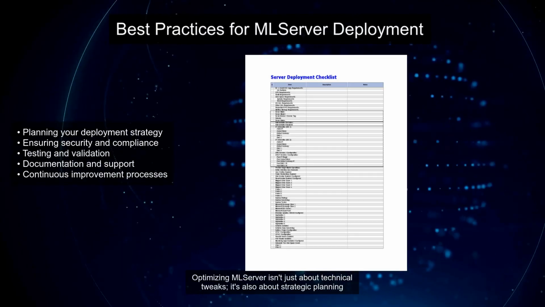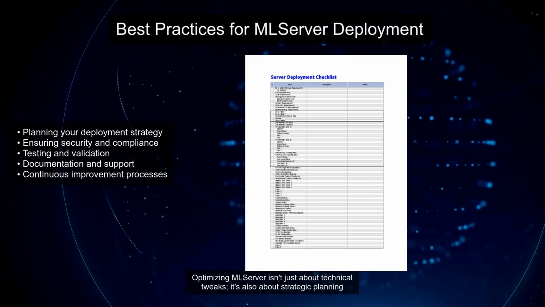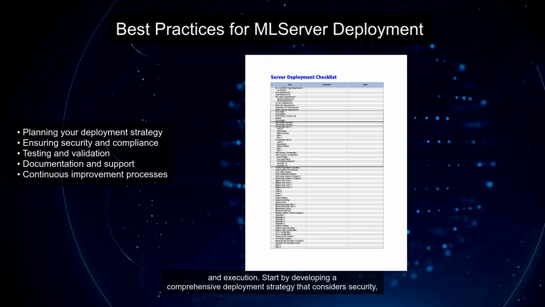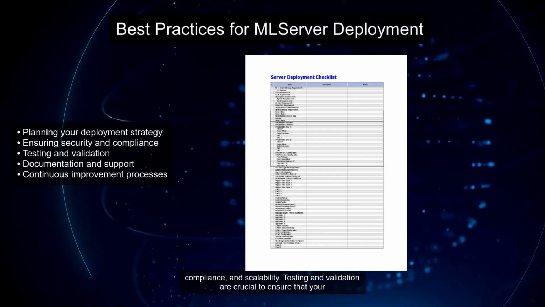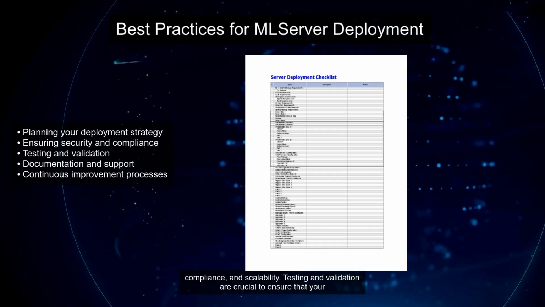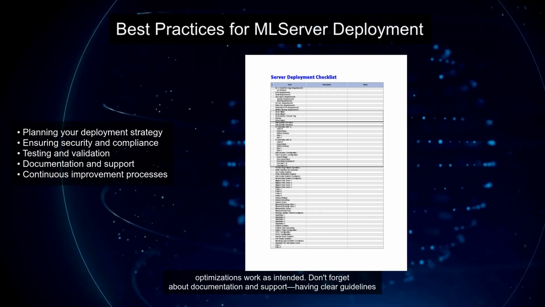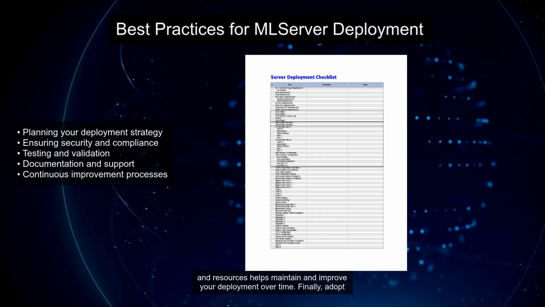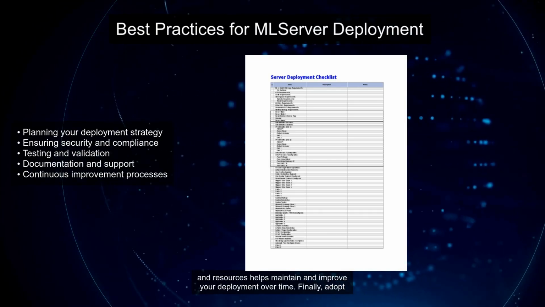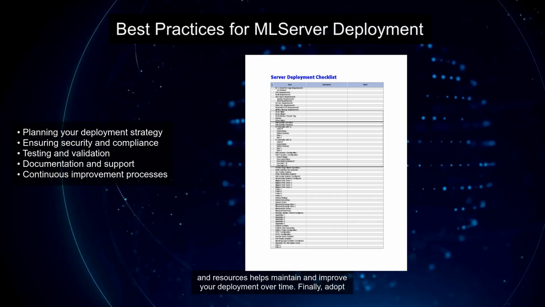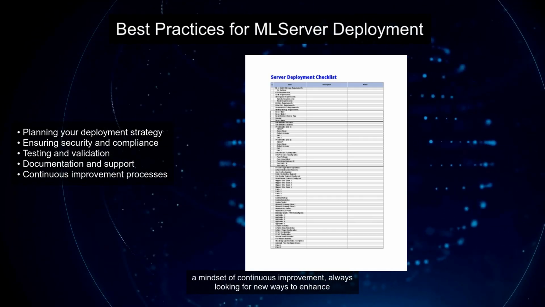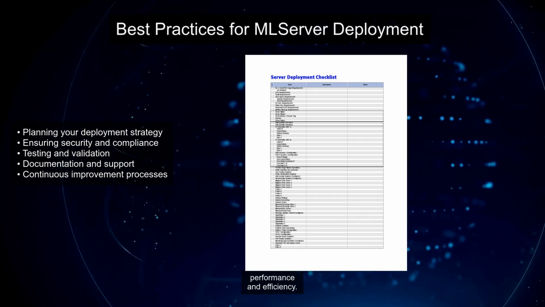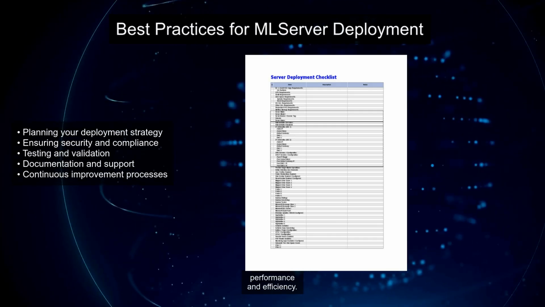Optimizing MLServer isn't just about technical tweaks, it's also about strategic planning and execution. Start by developing a comprehensive deployment strategy that considers security, compliance, and scalability. Testing and validation are crucial to ensure that your optimizations work as intended. Don't forget about documentation and support. Having clear guidelines and resources helps maintain and improve your deployment over time. Finally, adopt a mindset of continuous improvement, always looking for new ways to enhance performance and efficiency.